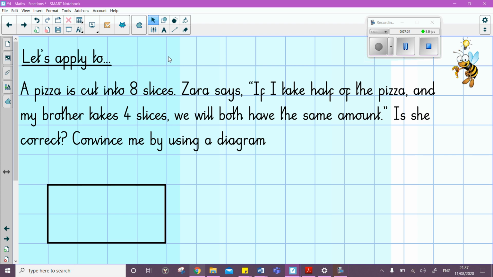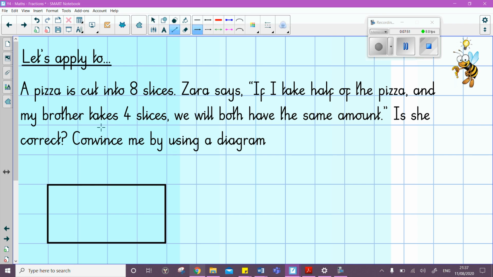So now I would love it if you could apply your learning to your own questions. You've really got to have a think now. A pizza is cut into 8 slices. So here's my pizza. Zara says if I take half of the pizza and my brother takes 4 slices, we will both have the same amount. Is she correct? And I want you to convince me by using a diagram.